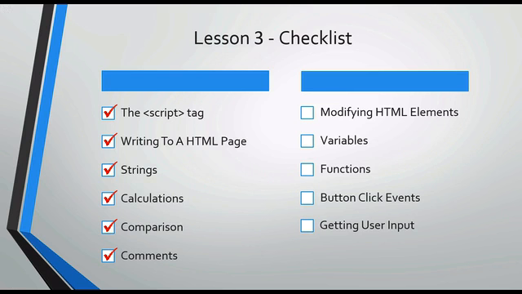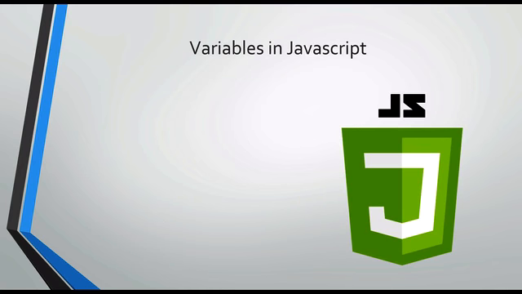So the next thing we're going to talk about, guys, in today's lesson, now that we've learned how to modify HTML elements, is a little bit about variables. Now, a variable in JavaScript, you may have heard of it before, but if you haven't, can be thought of as essentially a named container for storing values. To put that into simpler terms, it's just a box that you can put a value in and you can put a name on it.